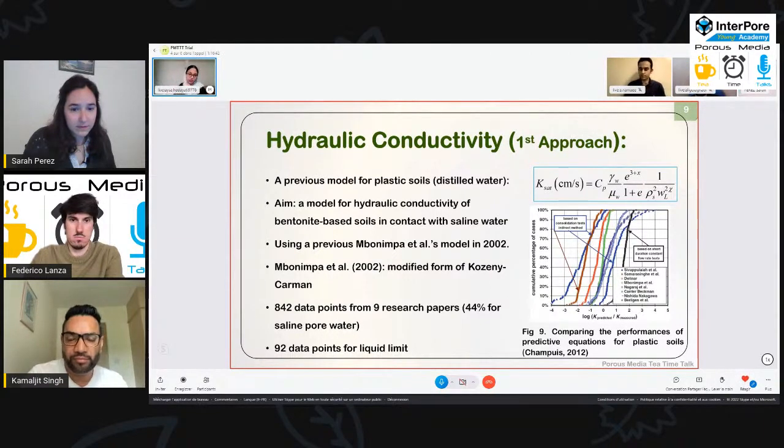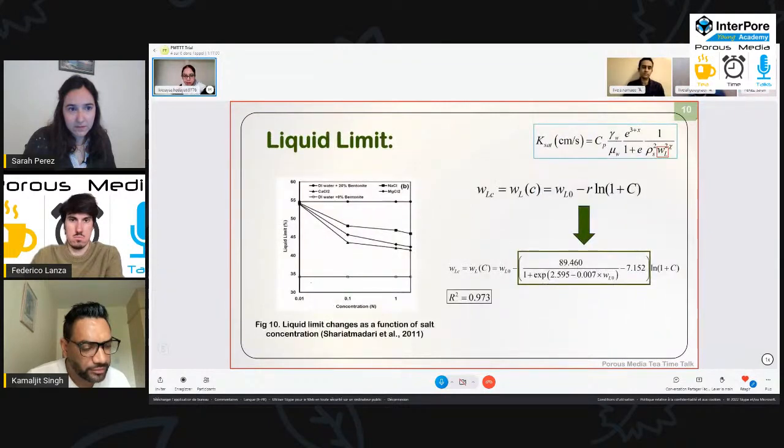Then we collected 842 data points from 9 research papers, of which 44% were related to saline water, and the rest were for distilled water. And we also had 92 data points for liquid limit. Liquid limit is a very important parameter for prediction of hydraulic conductivity of mainly plastic soils.